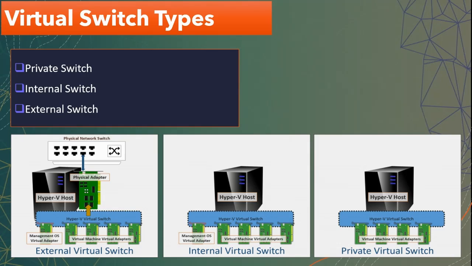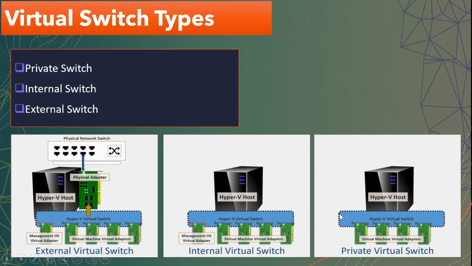To be able to communicate with any external network or to be able to access the internet on all these internal switches, or on all the virtual machines that are connected with an internal switch, we have to enable NATing for that. Next we have is private virtual switch.